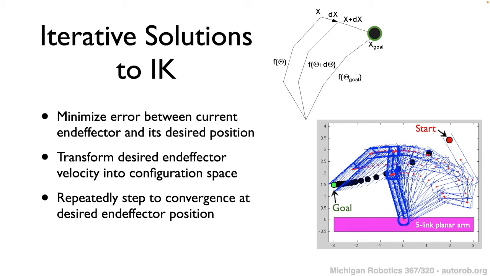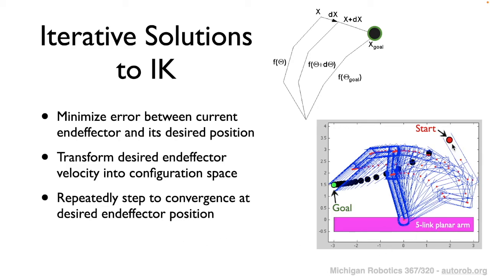Typically the way that these iterative solutions work is you'll define some notion of error with respect to the desired pose of your end effector, and the goal of the solver will be to minimize the error between the current end effector's position and the desired position that was given as input. One way that we can think about this is using a gradient descent approach, where you'll iteratively take steps in the direction that will minimize this error until you converge at the desired end effector position, or at least until your error converges to some value.